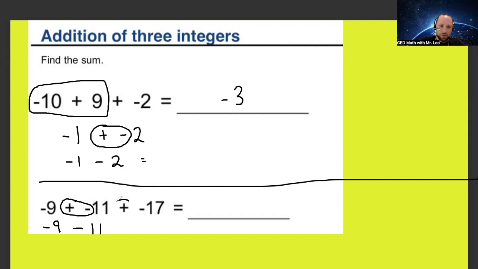Let's simplify over here also. Again, I have two signs in a row. We need to simplify that. Plus and a minus makes a minus. So we simplify this, and we have -9, -11, -17.